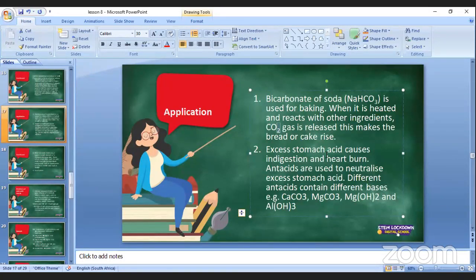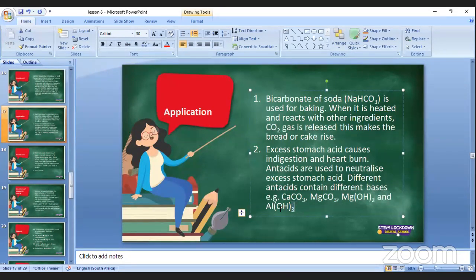Then what else do we know about our bases is that excess stomach acid causes indigestion and heartburn. Antacids are used to neutralize excess stomach acid. Different antacids contain different bases. For example, calcium carbonate, you've got magnesium carbonate. Those all assist in indigestion. If you have heartburn and you take this, you will be helped. These are the useful bases that we can use to fight it.